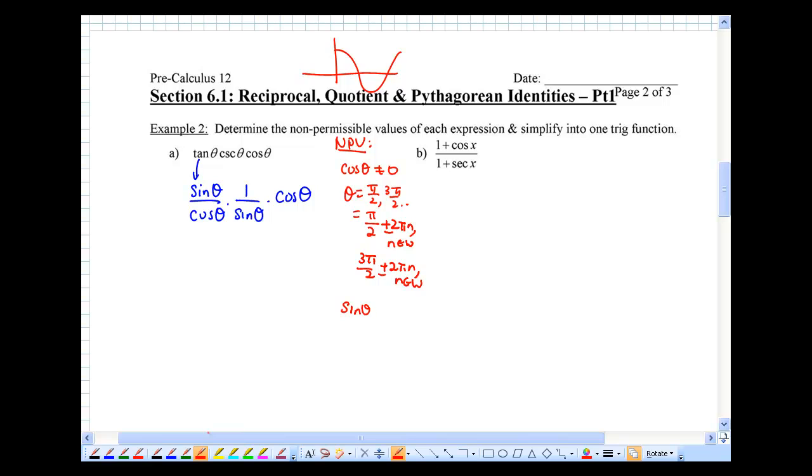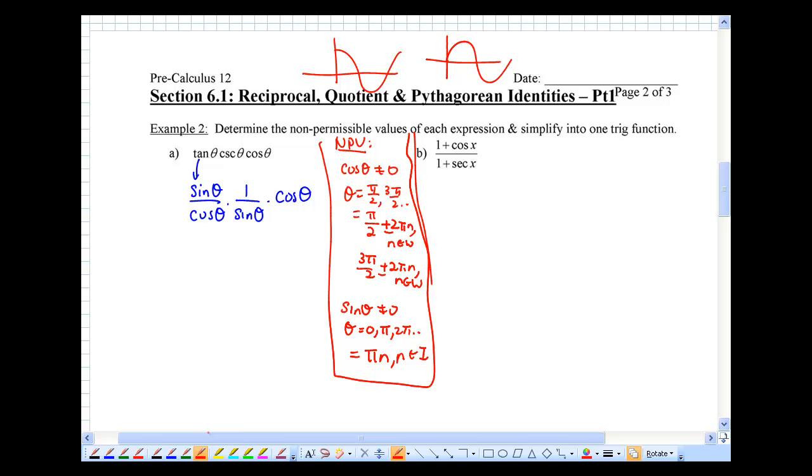Same thing with sine then. The sine graph starts in the middle, so I think that's just like 0, pi, 2 pi, etc. So in general form, how about just pi n, where n is an integer? Okay, that's your non-permissible values for part A.